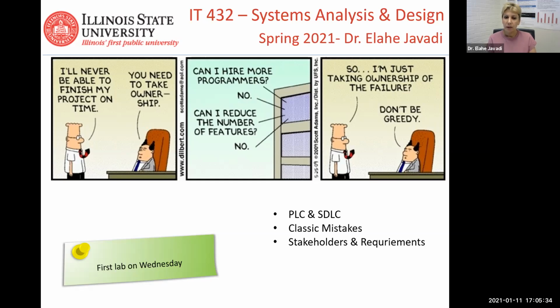I'm going to talk about project lifecycle phases and SDLC. I'm going to talk briefly about project classic mistakes. I'm going to talk about stakeholders and requirements and some of the diagrams that you have created in the courses before this one. The first lab exercise is on Wednesday, and I'm going to give you a simple problem, and I'm going to ask you to create a few diagrams to show some of the things we need to do in terms of discovery.